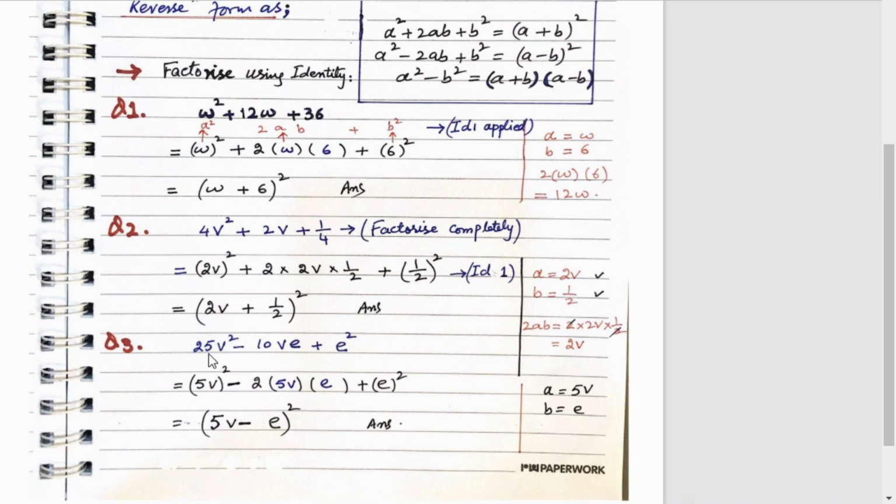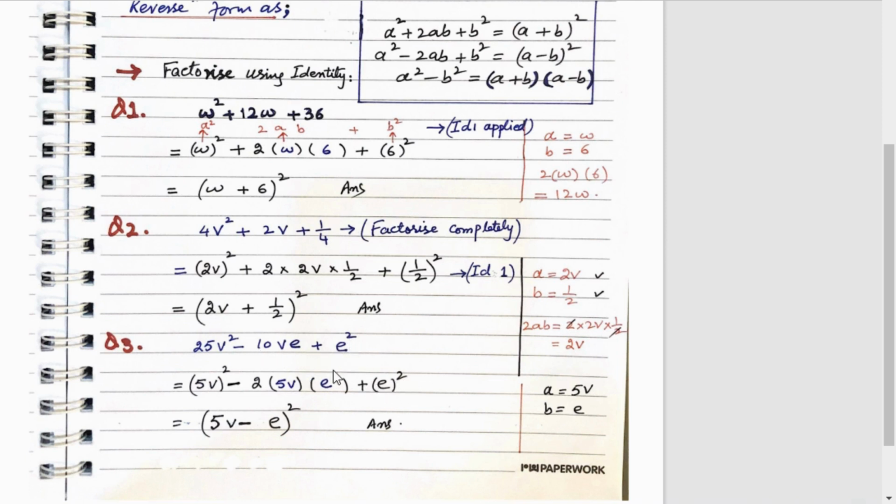Now look up, what is our a over here? Which term is replacing a over here? 25v square can be written as 5v square. When we will open 5v square, we will multiply 5v into 5v, we will get back 25v square. It means the other form of 25v square is 5v whole square. Minus, write down minus over here, leave these two terms. First of all, come to the last term. e square can be written as e square.